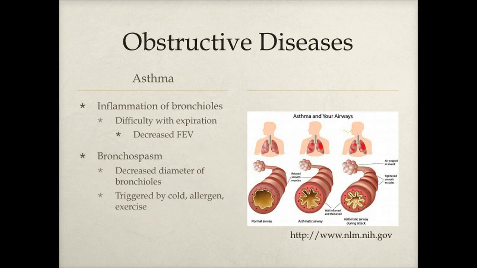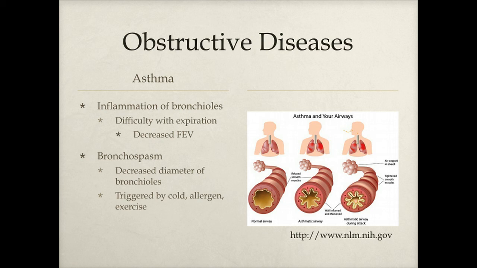Asthma is the other obstructive disease I'd like to address, and asthma involves the bronchioles, or the small tubes in the respiratory tree, and it involves inflammation as well as bronchospasm. A person with asthma will often have shortness of breath, wheezing, coughing to try and open those airways, and what's described as a tightness in the chest.